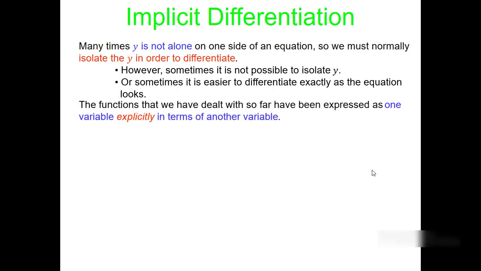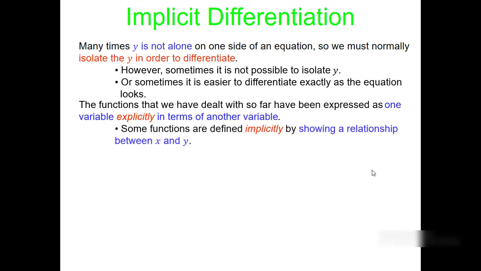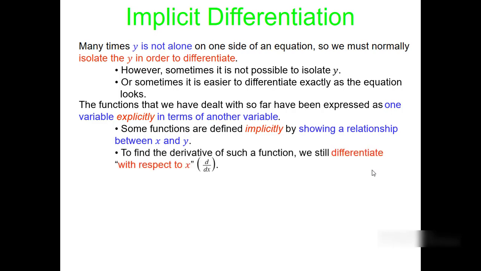So the functions that we have dealt with so far that have been expressed as one variable explicitly in terms of another variable, for instance, y equals x squared, or y equals 3x squared minus 7x plus 5, any of these are explicit functions of x. However, some functions are defined implicitly by just showing a relationship between x and y where we're implying that y happens to be a function of x.